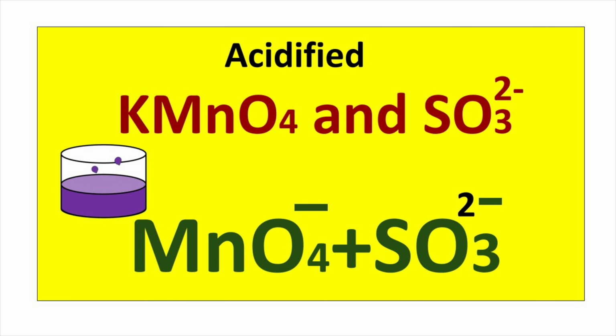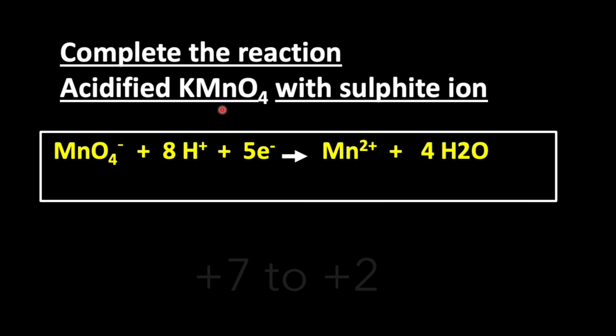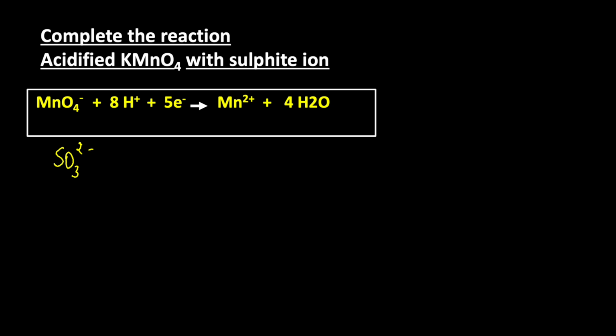Let us see how acidified potassium permanganate reacts with sulphite ion. Acidified potassium permanganate is a good oxidizing agent. Manganese in acidified potassium permanganate is in +7 oxidation state, which can be reduced to +2 oxidation state. Since it is an oxidizing agent, it can oxidize sulphite ion into sulphate ion. SO3 2- ion can be converted, that means oxidized, into SO4 2- ions.